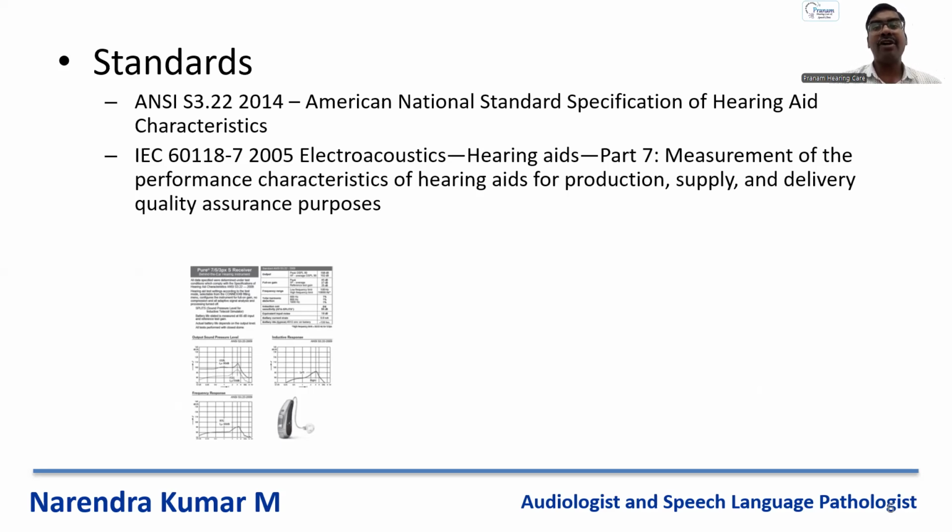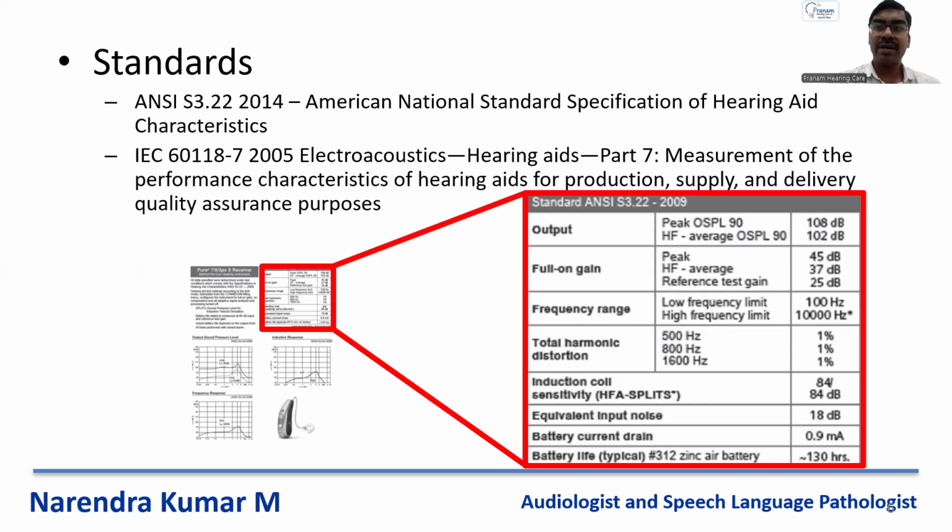Any hearing aid manufactured will also come along with a data sheet. This data sheet will have the electroacoustic properties of the hearing aid. We need to compare the measured values with this data. The most common parameters evaluated or compared in the data sheets are the OSPL 90, the high frequency average of OSPL 90, full on gain measurements, frequency range, total harmonic distortion, and equivalent input noise. Also, sometimes we will look at the current drain from the battery.